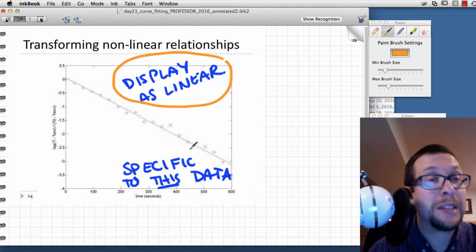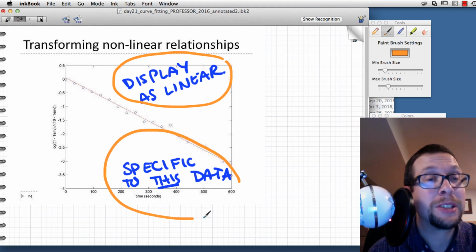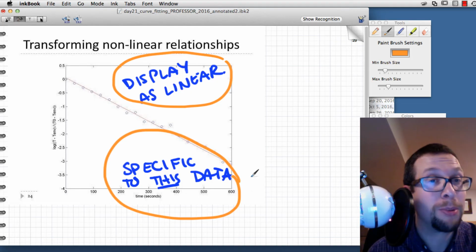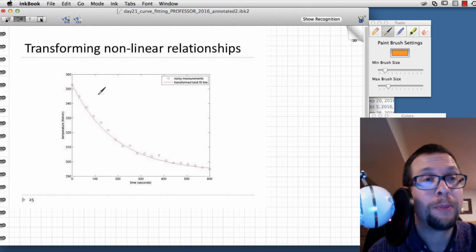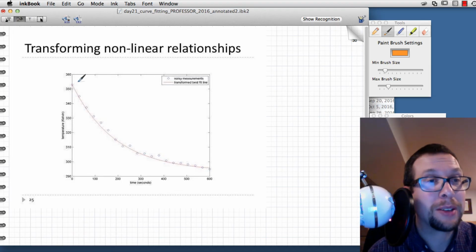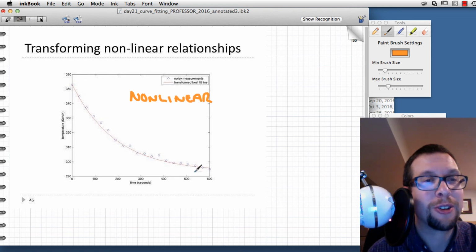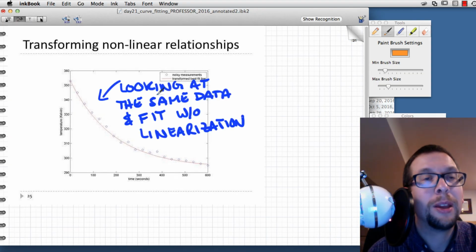Now remember that the way that we've dealt with this nonlinearity is very specific to this particular data and this particular problem. Just because we've applied it to this particular nonlinear behavior doesn't mean you always do it this way with nonlinearities. It's always on a case-by-case basis. Okay, now if you look at it from its original, nonlinear perspective, this is what it looks like. So you can see that curve right there. Okay, so effectively we've been looking at the same data, but without the linearization. And you can see that basically the fit is actually pretty good as well.